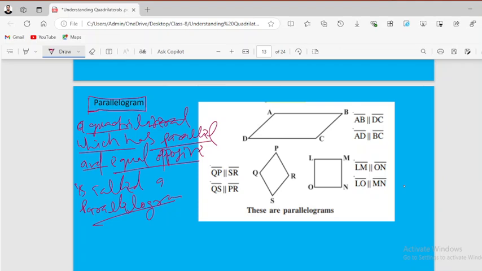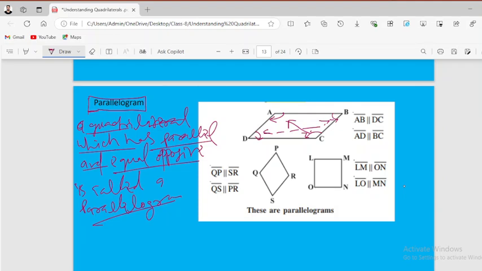Opposite angles must also be equal in a parallelogram. This angle is equal to this, and this angle is equal to this. These two are opposite angles, and these two are opposite angles. Okay.